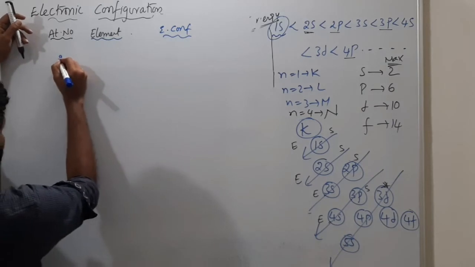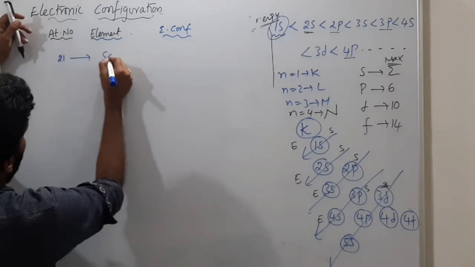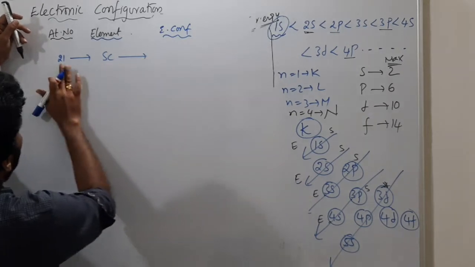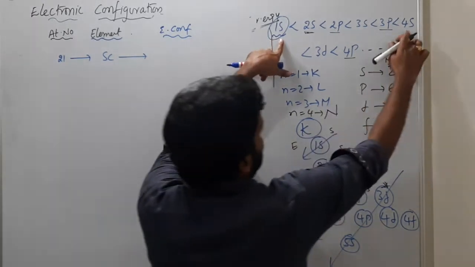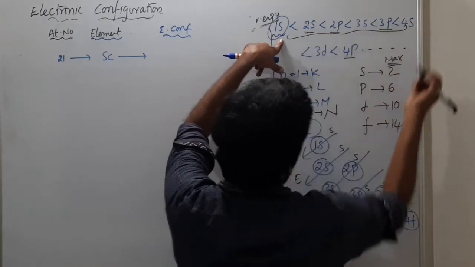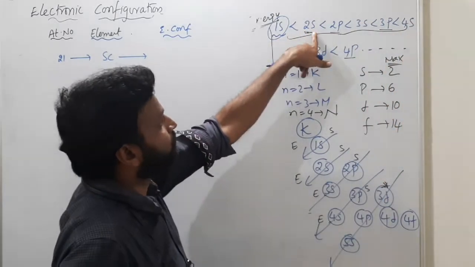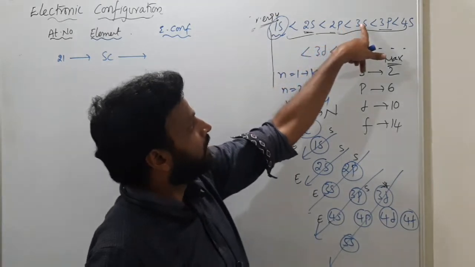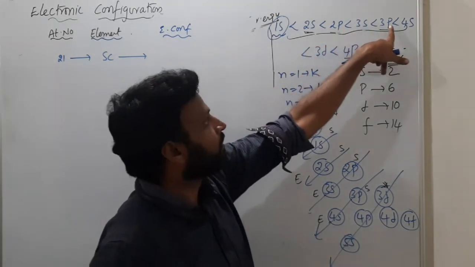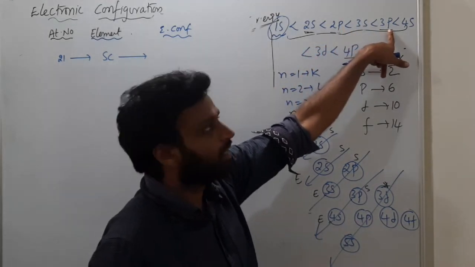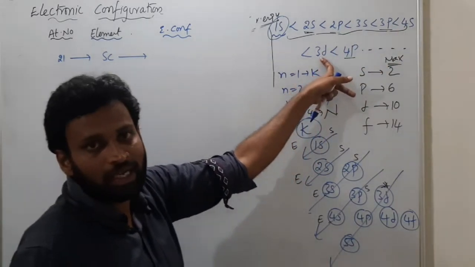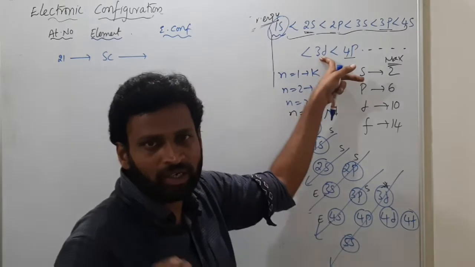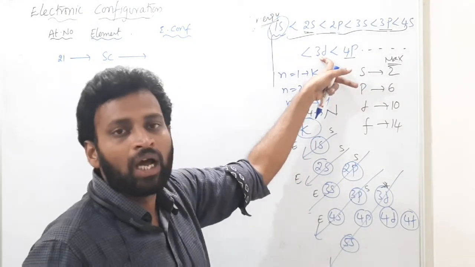Next is atomic number 21, scandium. Scandium has how many electrons? 21. How to fill them? From 1s to 4s, up to here is 20 electrons: 2 plus 2 is 4, 4 plus 6 is 10, 10 plus 2 is 12, 12 plus 6 is 18, 18 plus 2 is 20. So the 21st electron enters into 3d or not? We have no need to write the full electronic configuration.